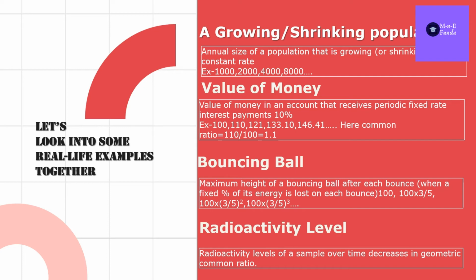In radioactivity, the level of the product isotope decreases and maintains a GP common ratio.